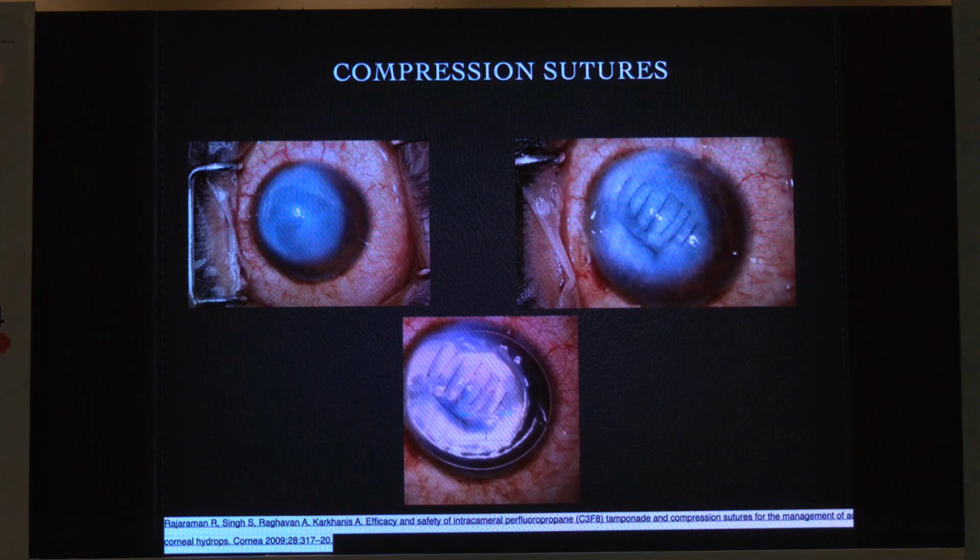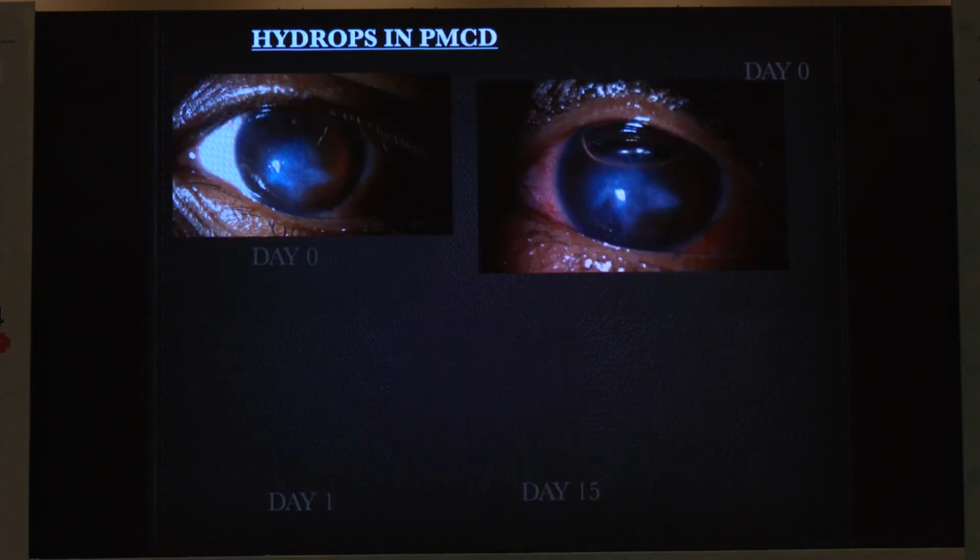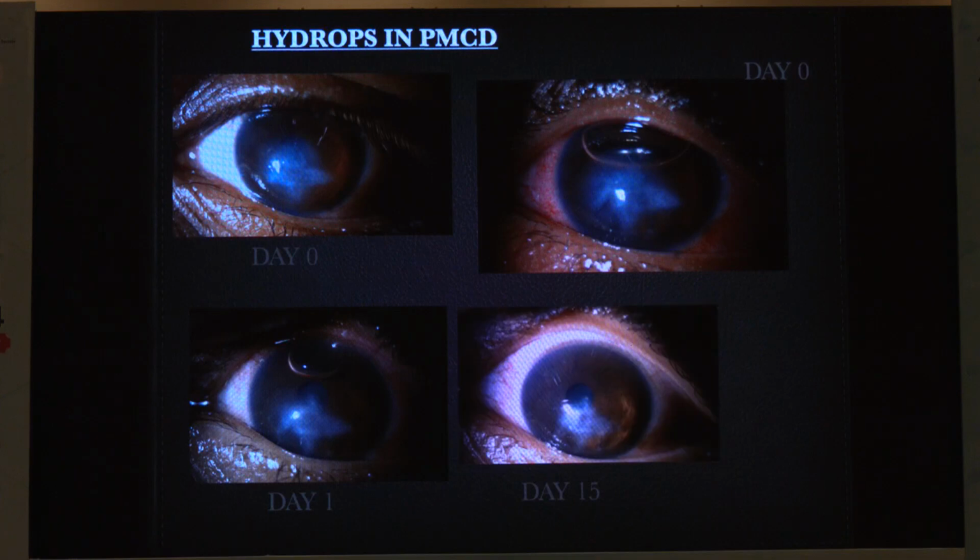This is the picture showing compression sutures in these kind of patients. This is one case where a patient reported to have hydrops in PMD in later stages, but we still went ahead and did compression sutures as well as air bubble injection, and there was a marked improvement in the corneal edema in just day 15.